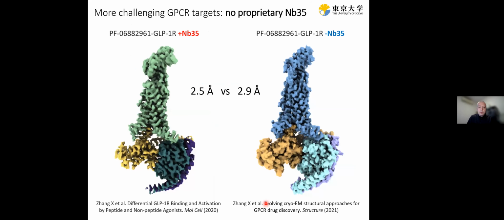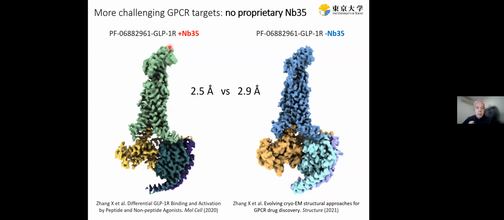Now, moving on to more challenging targets, I think that's also Patrick's priority nowadays, not only the receptor-only structures, but also, for example, a structure without the proprietary nanobody 35. So this nanobody, although it's not shown here in the map, is located here between the alpha and beta subunits of the G protein, and it stabilizes the complex overall. I think it's not only making the G protein more rigid, but the whole structure becomes more rigid.